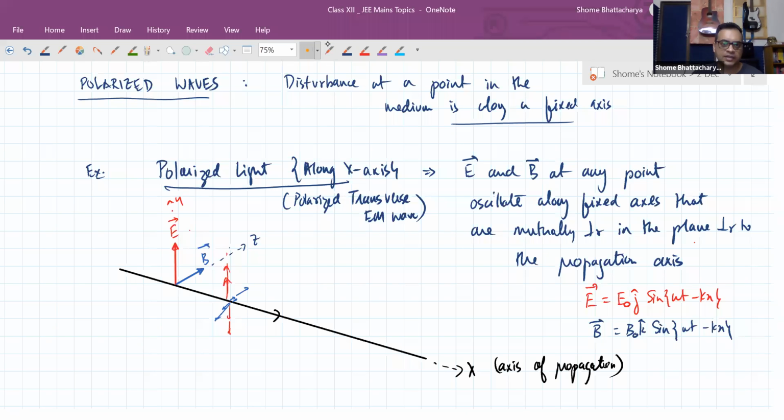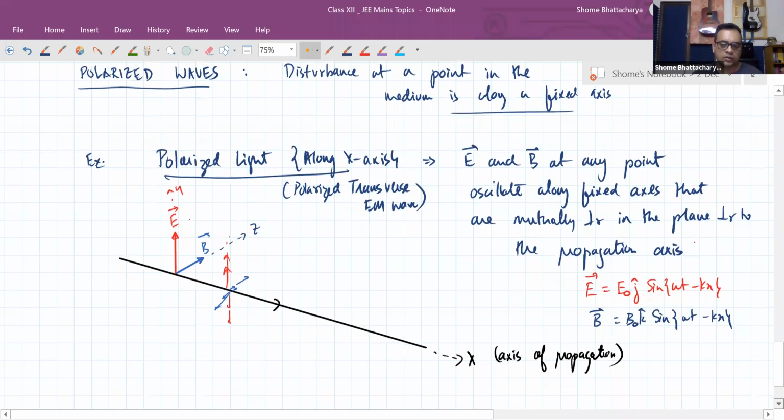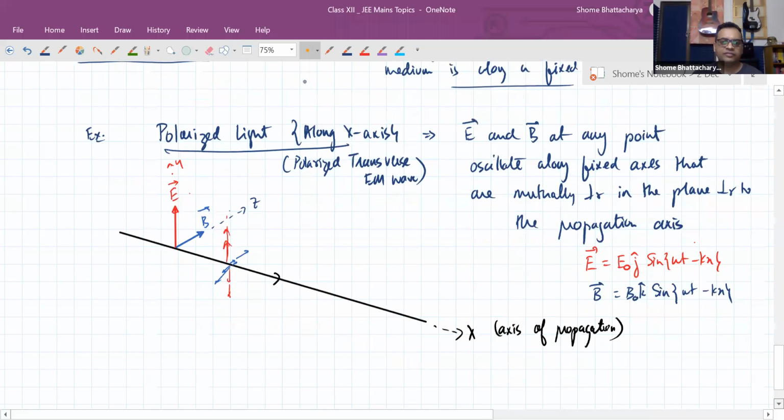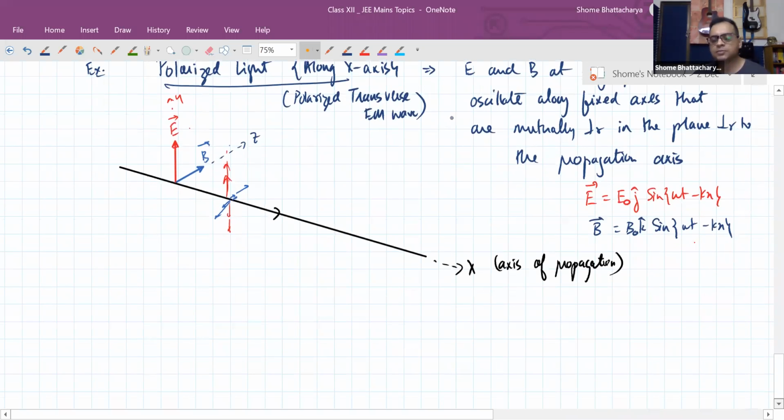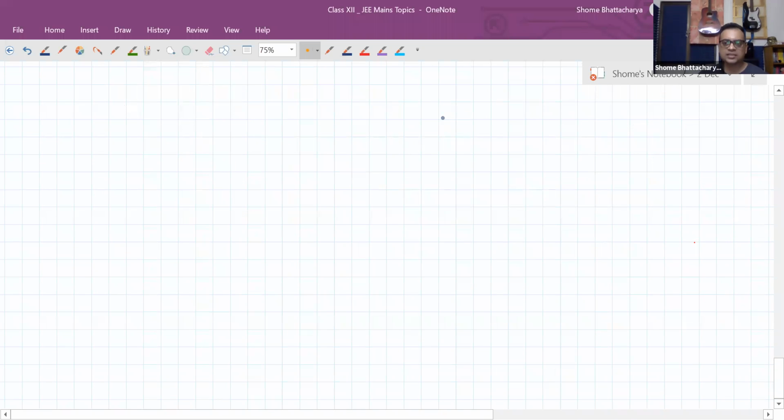Okay. So there are various processes by which light can be polarized. The maximum effectiveness of polarization, that is the percentage of polarization, is maximum when light passes through certain materials which are called polaroids. So polarization, it is a process.